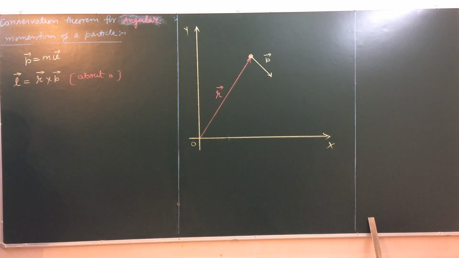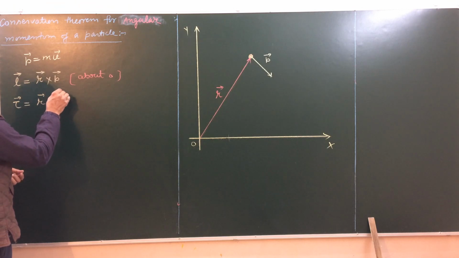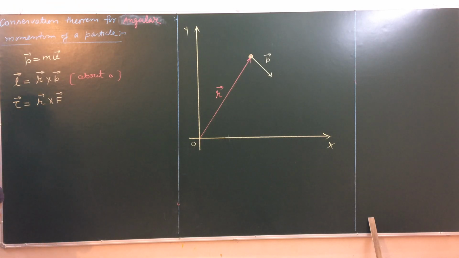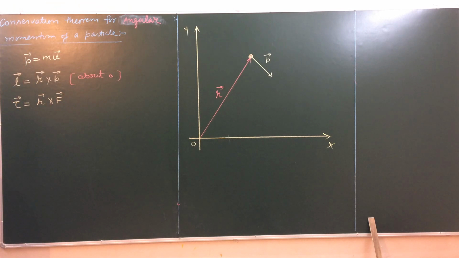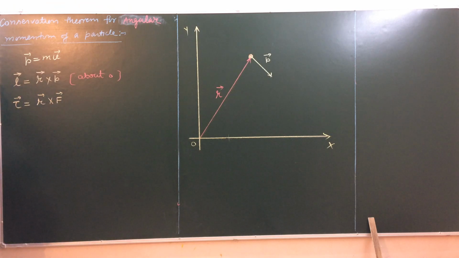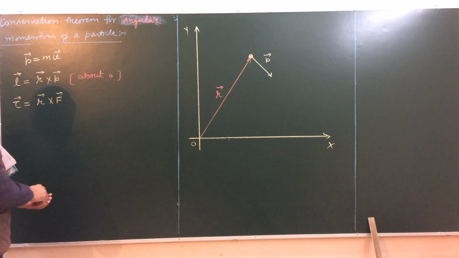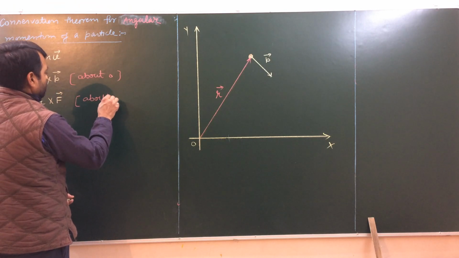And dear student, we can also define one more dynamical variable for this particle, that is torque. Torque is the moment of force. It is the cross product of the position vector about this point O and the force which is acting on the particle. Dear student, l is also known as moment of linear momentum and tau is also known as moment of force. Again, we have to write it about O.